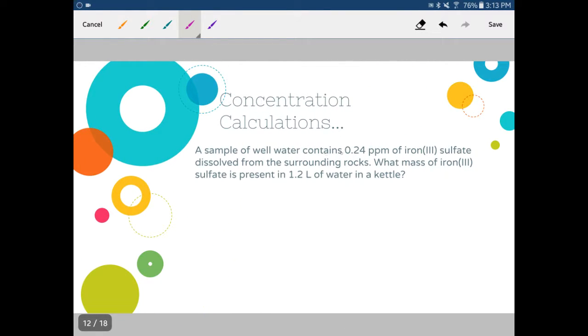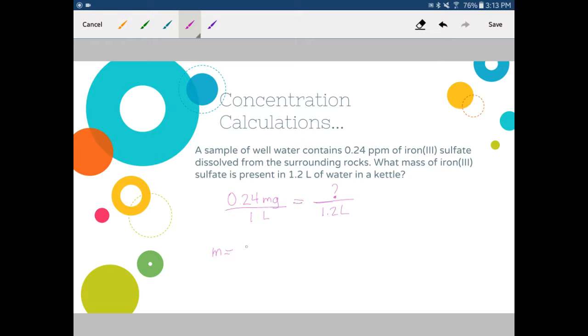This says a sample of well water contains 0.24 parts per million of iron sulfate dissolved from the surrounding rocks. What mass of iron sulfate is present in 1.2 liters of water in a kettle? So again, I'm given my parts per million and I need to calculate for a mass. So I can either say, remember that parts per million is milligrams per liter, and this equals, I'm asking for 1.2 liters, and I'm looking for this, so again I can cross multiply and divide.